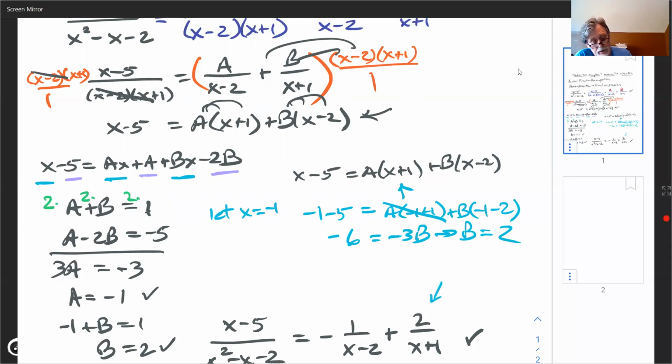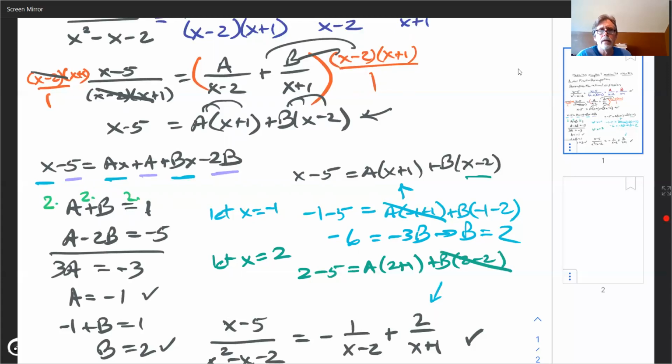Okay, isn't that clever? And then if you want to let x equal the other guy, why don't we make it 2, right? That makes sense. Then we have 2 minus 5 is equal to a times 2 plus 1 plus b times 2 minus 2, bye-bye. And we've got -3 is equal to 3a, and lo and behold, boom, a is equal to -1.